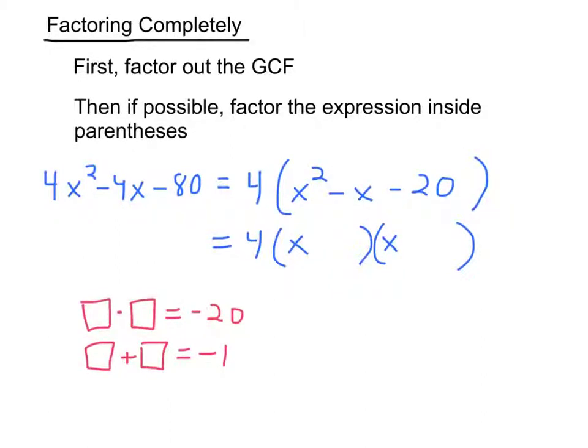So in this case, in order for two numbers to multiply out to a negative answer, one has to be positive and the other has to be negative. So you're looking for one of each, and they have to add up to negative 1. And the numbers that would work there would be a negative 5 and a positive 4.